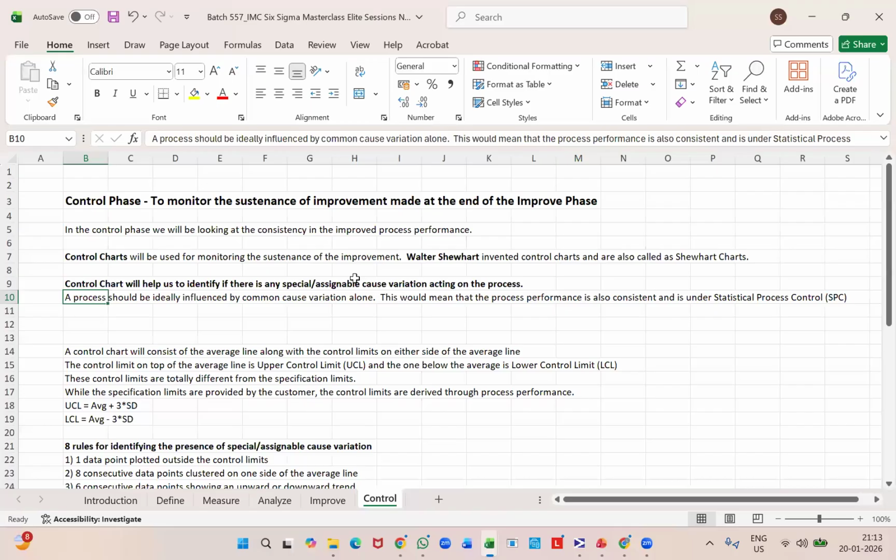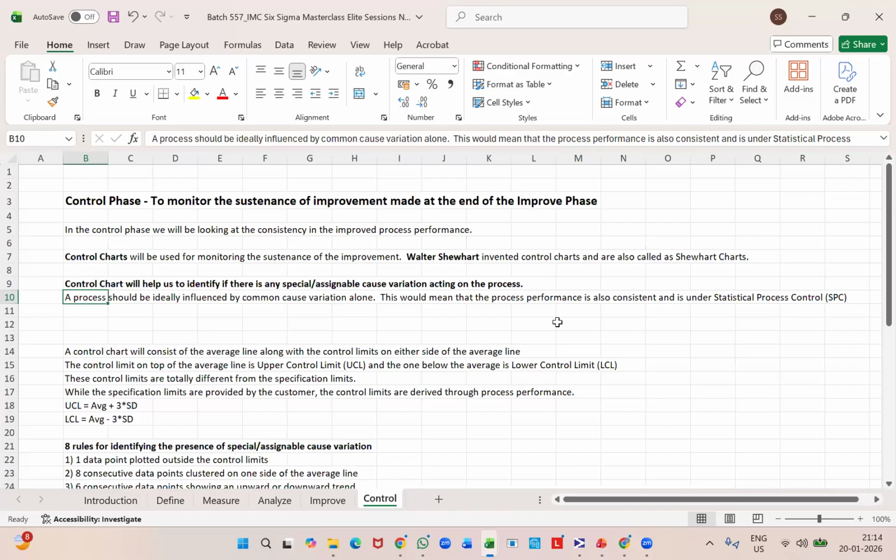So the objective is to identify the presence of assignable or special cause variation acting on the process, right? As I told you, the process should ideally be influenced by common cause variation alone. This would mean that the process performance is also consistent. Only when the process is influenced by common cause variation alone will our process performance be consistent, right? So when the process is influenced by common cause variation alone, we can also say that the process is under statistical process control, SPC.